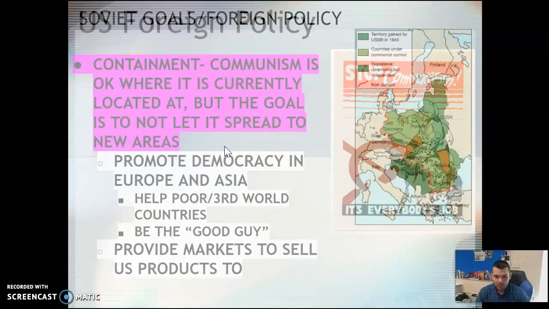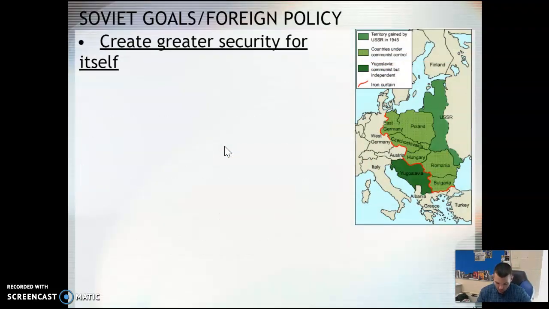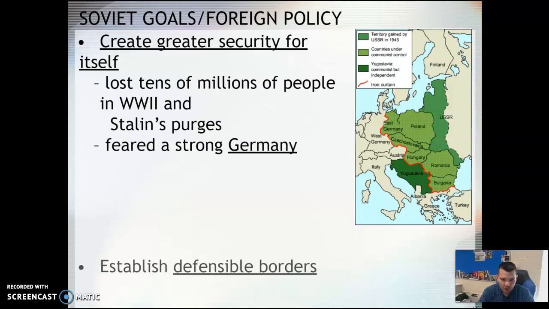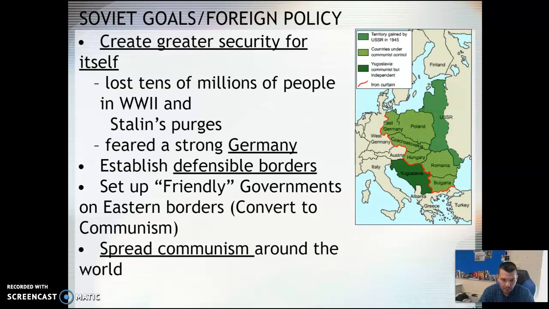All right, next slide. Now, these Soviet goals should be on the back of the first page. Soviet goals, foreign policy. Create greater security for itself. As we already talked about yesterday, in terms of what the Soviet Union wants. So again, if you need to pause this, copy this down, go ahead.